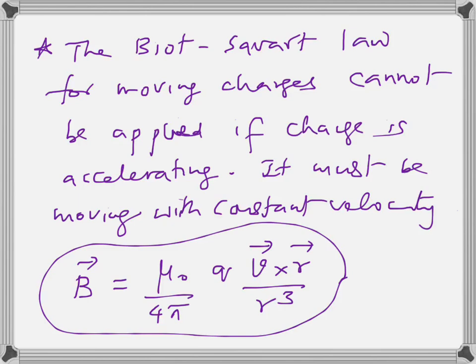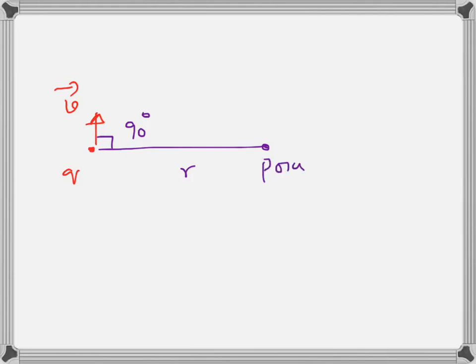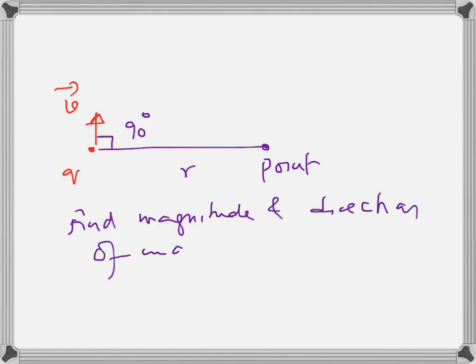Let us see one small example. Suppose I have a charge Q moving with velocity V, and I have a point here at a distance R, and this angle is given to be 90 degrees. This is the point where I am trying to find the magnetic field. Find the magnitude and direction of the magnetic field at point P. So let us see that.